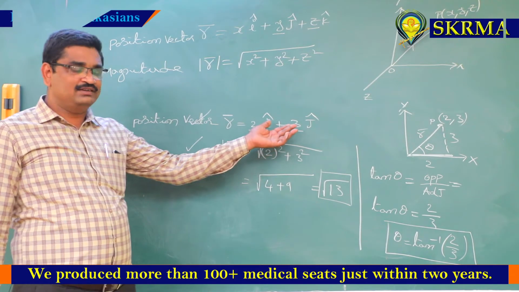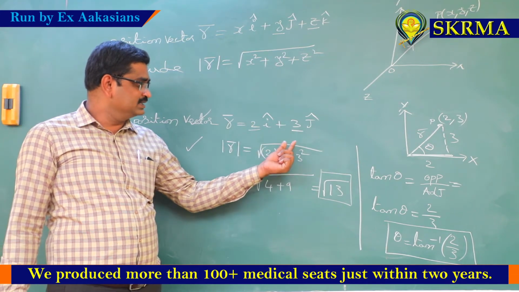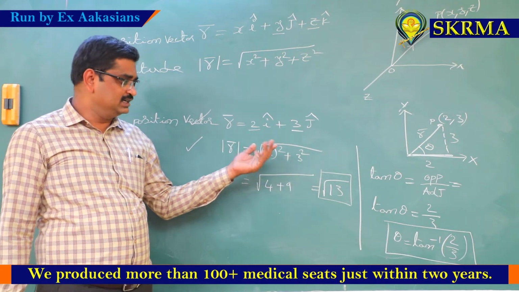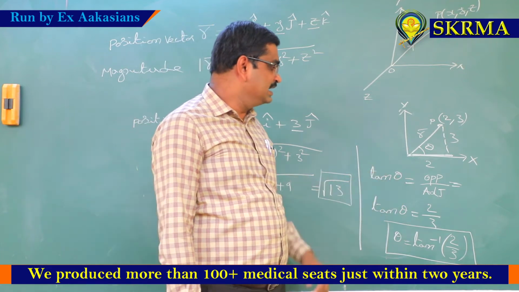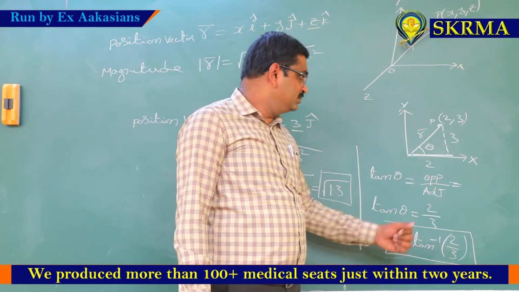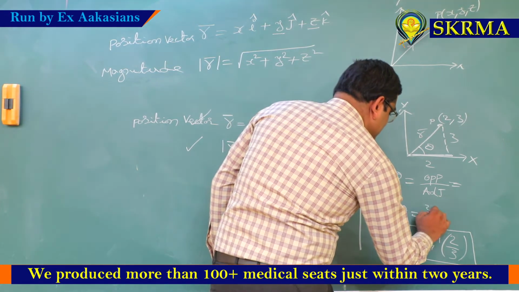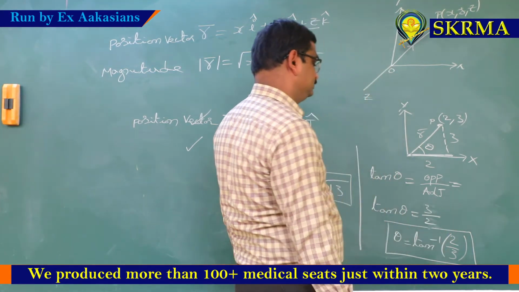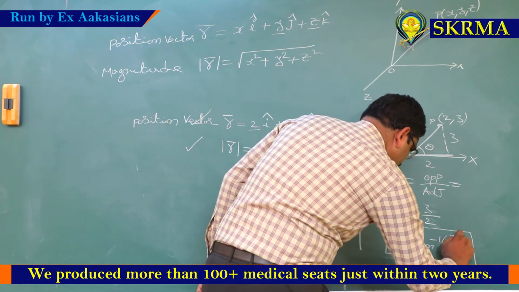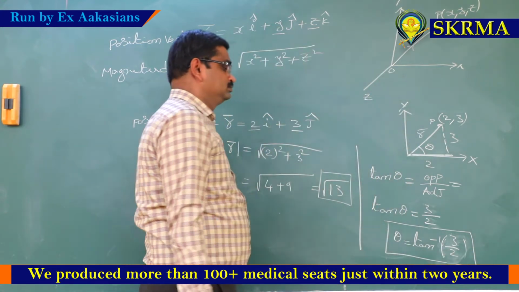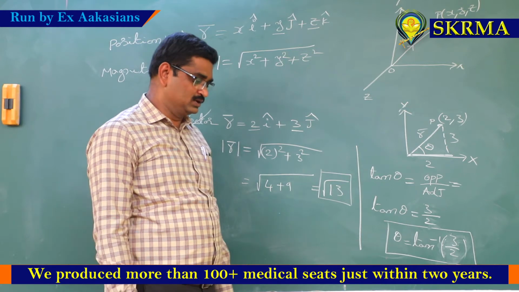Now the magnitude of this vector is the square root of x component squared plus y component squared. That is the magnitude. Now solve this further, then you will get root 13. The angle: tan theta is nothing but y component by x component, this is 3 by 2, not 2 by 2, 3 by 2. So tan theta equals opposite side by adjacent side, that is 3 by 2 only.